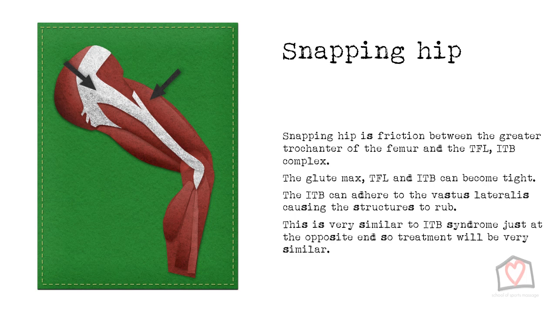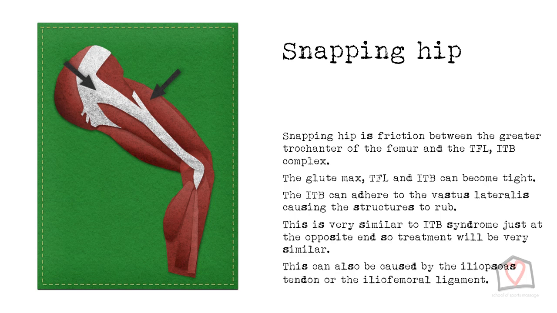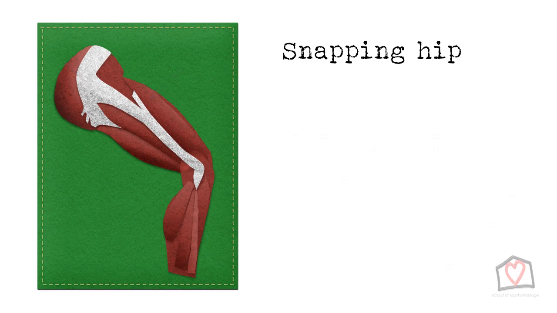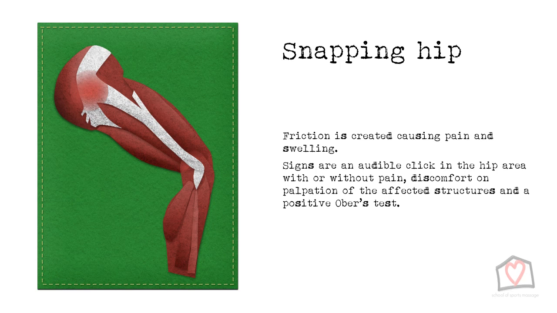This issue can be caused by other tendons, so if the issue is felt more anteriorly, it can be either the iliopsoas tendon or the iliofemoral ligament. Either way, friction is created, causing pain and swelling. Signs and symptoms are an audible click in the hip area with or without pain, discomfort on palpation of the affected structure, and a positive Ober's test.